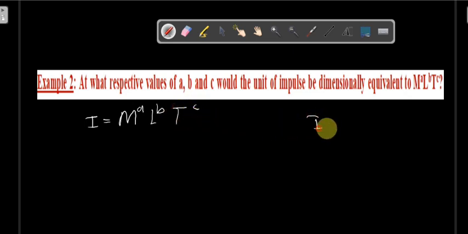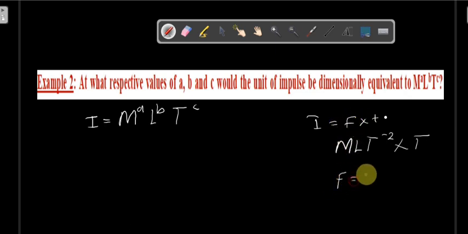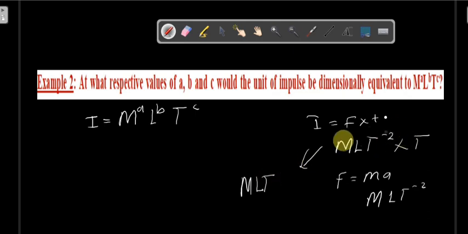So impulse is simply force times time. So we know the dimension of force to be M L T minus 2, times the dimension of time, which is T. If you cannot get this, you can start by looking at the formula for force. F is equal to m a, and we know that m is capital letter M and a is L T minus 2. So when you multiply these together, this will be reduced to M L T, that's minus 2 plus 1, that's equal to minus 1.